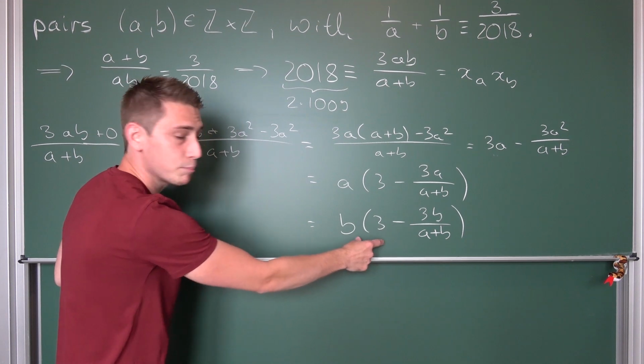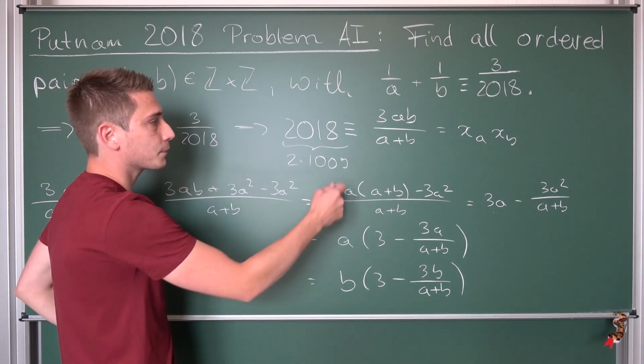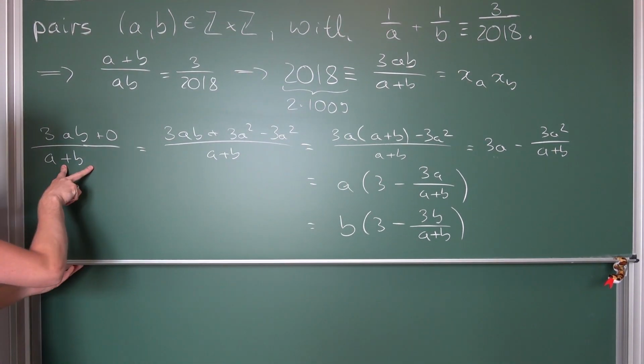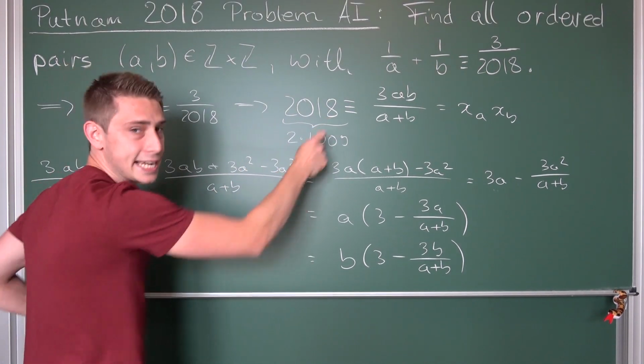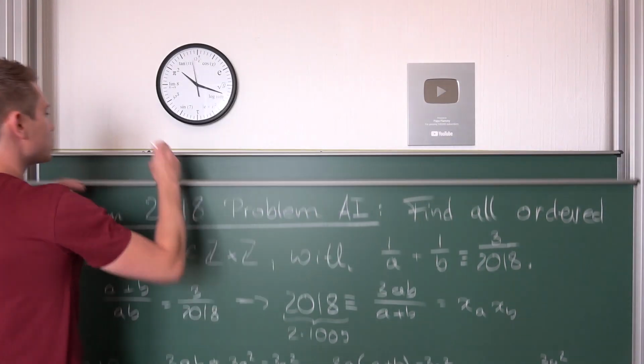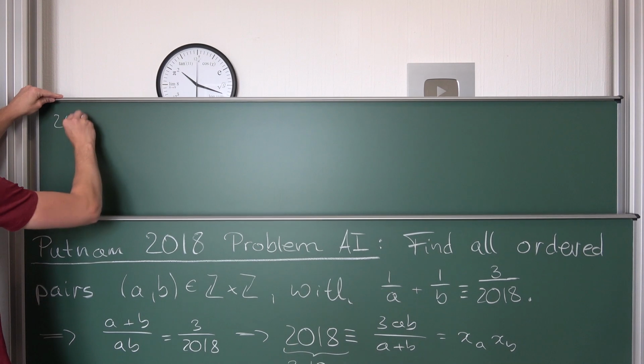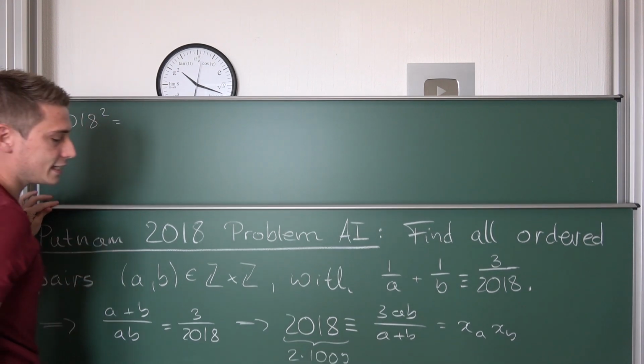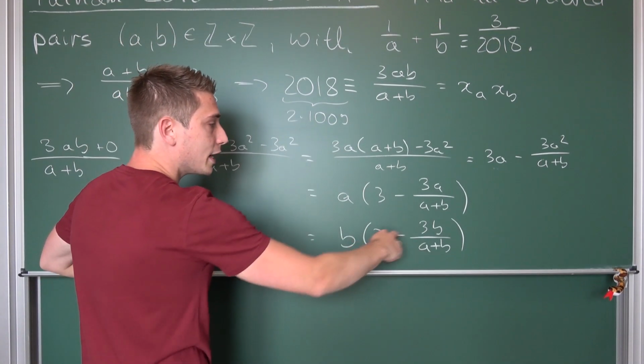So let us multiply both of those together. Don't forget, each and every one of those was equal to 2018 originally, meaning we are going to get 2018 squared is thus equal to, and now we are going to write this out.